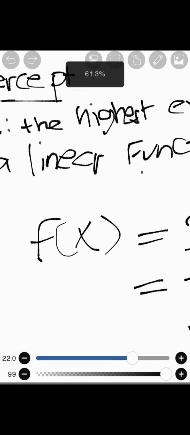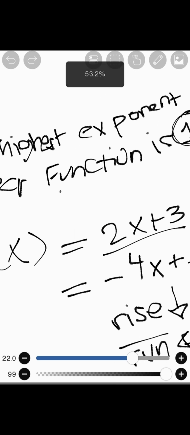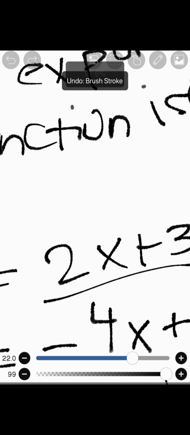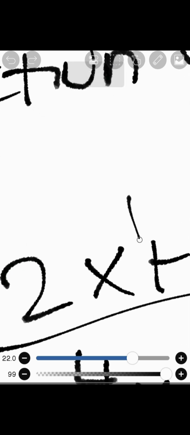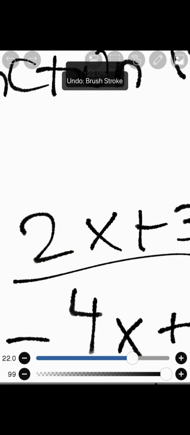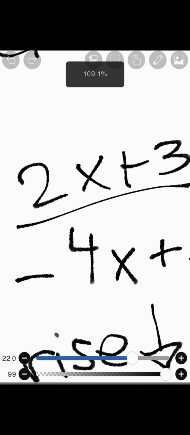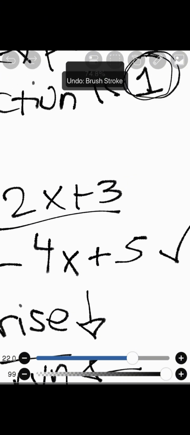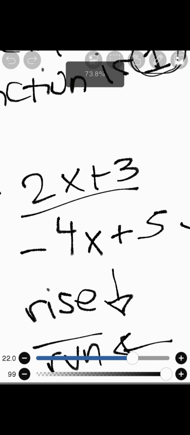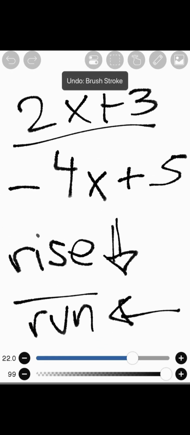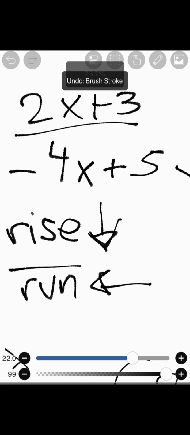A valid form of a linear function would be something like this: f of x is 2x plus 3, because you can see that the exponent of x is 1. Now, another important thing to note is that even if the slope is negative, it is still a valid linear function, because it would just mean that the rise would go down or the run would go to the left.